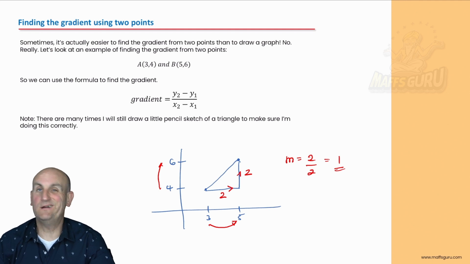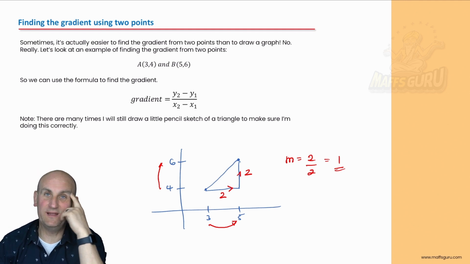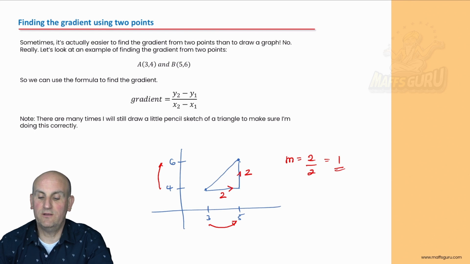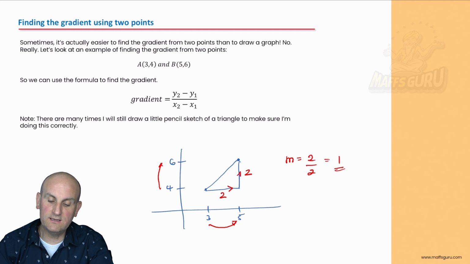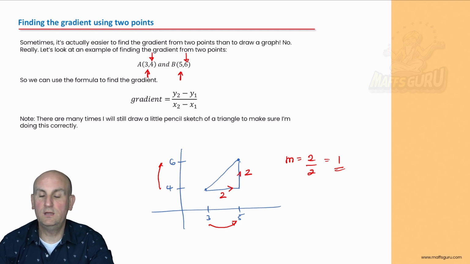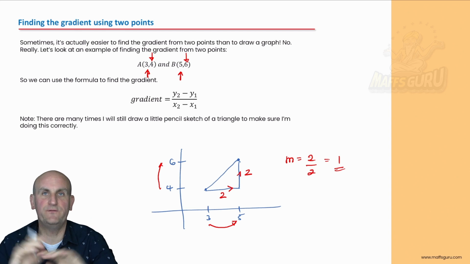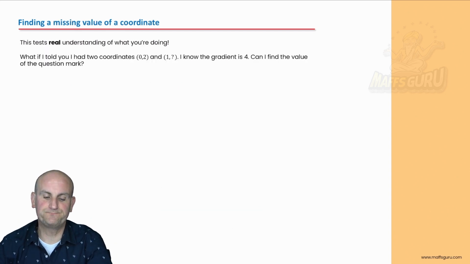Funnily enough, I still to this day draw little pencil sketches because it just makes life a little bit easier. But the quicker you get at this, the quicker you'll realize you can just do that 6 minus that 4, that 5 minus that 3. And make sure you do the order. You can't do the first take away the second, and then the second take away the first. That doesn't make any sense at all.